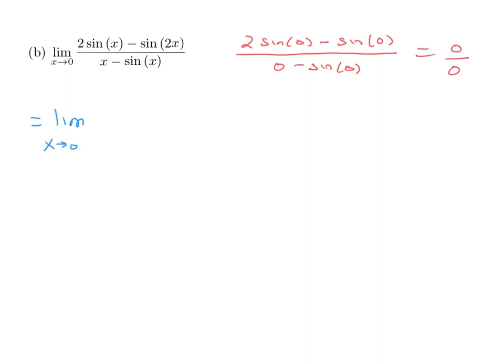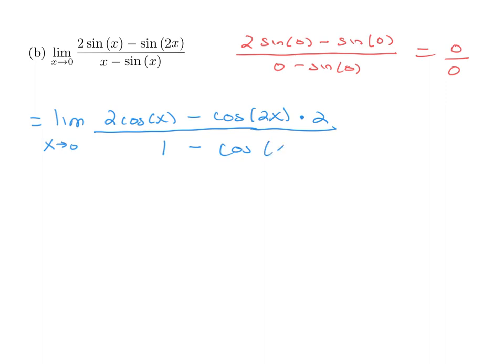If you take the derivative of the top, let's see, the derivative of 2 sine x is 2 cosine x, and then you have minus, the derivative of sine goes to cosine, it'll still be of 2x, but by the chain rule, you have to multiply by 2. The derivative of the denominator is 1 minus cosine x. So if you can take 0 and put it in place of all the x's and get a number, it'll be equal to this limit.